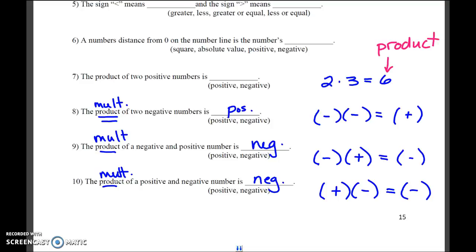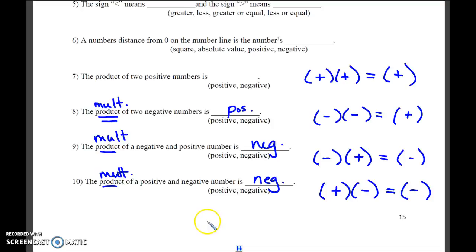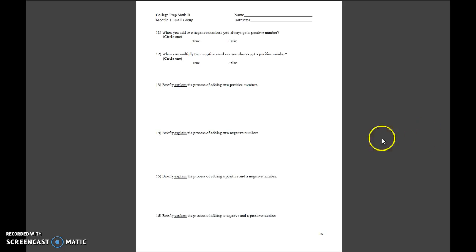So let me go ahead and put this one up here, kind of to finish all this out. Right here, a positive times a positive gives you a positive answer. All right? Number 11. Let me blow this up.